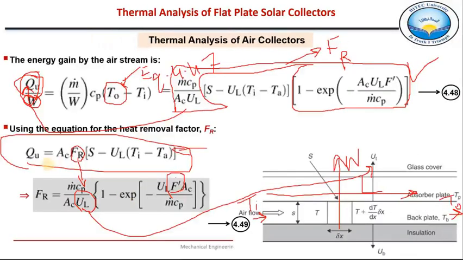So this final equation in terms of F_R is our required equation, but this F_R is not easy to calculate. It involves the effect of all the parameters, or the design parameters, which are affecting the performance of that solar collector.